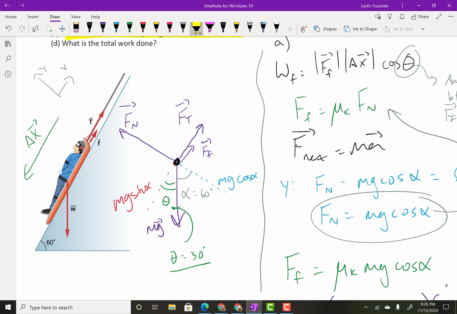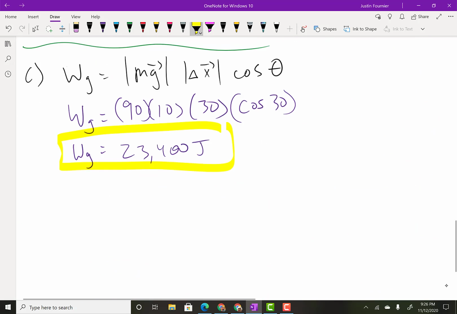Now, you might have done this, the x component, and then multiplied it by this. You could totally have done that. Just be careful with your angles and all that kind of stuff. I'm not going to go into it in this video, but you're going to get the same answer.